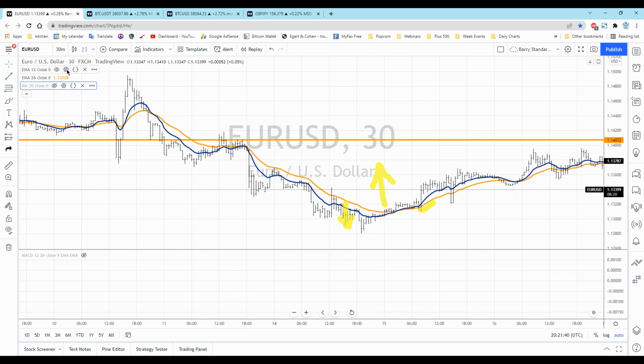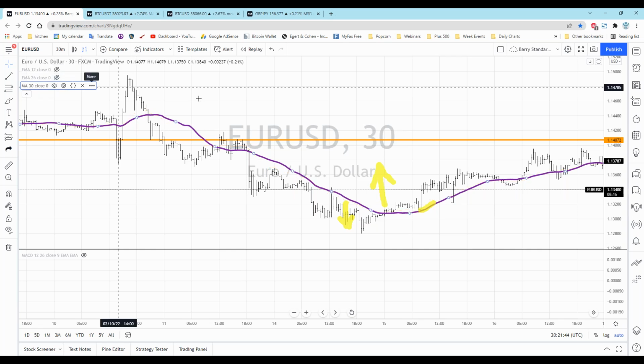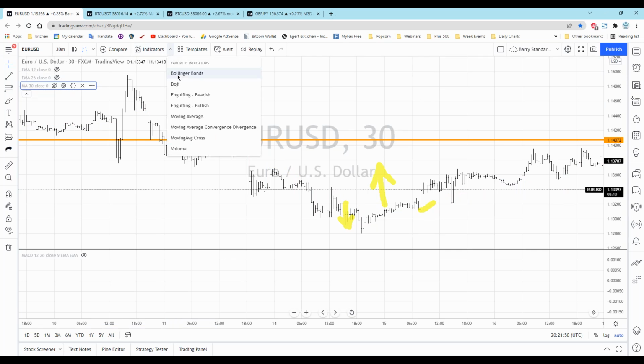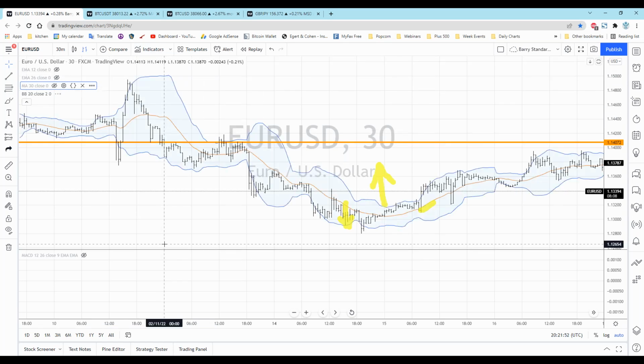We also use moving averages in other indicators such as Bollinger Bands. Bollinger Bands is based on two standard deviations above and below a center line. That center line is a moving average line. It's a 20 period moving average, and the upper and the lower bands are based on deviations from that line. So moving averages are used in a lot of different ways in our everyday trading.